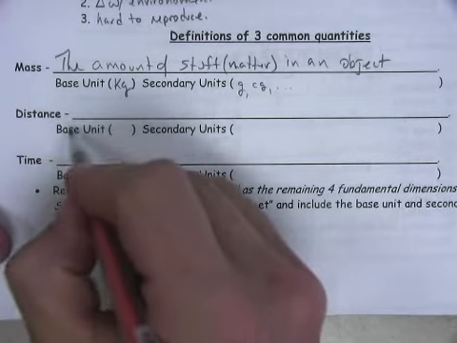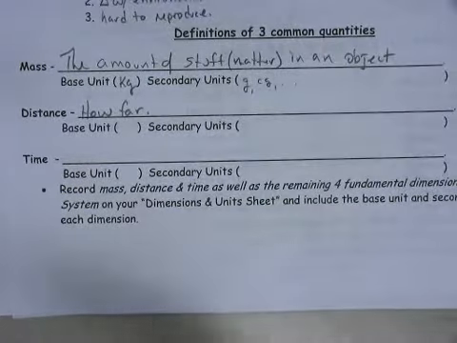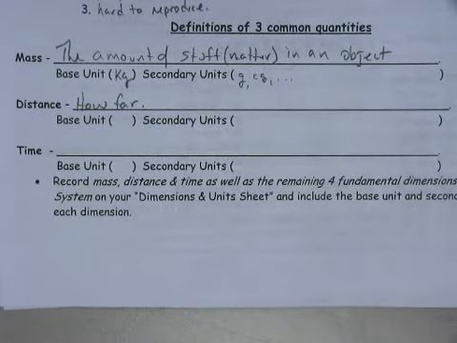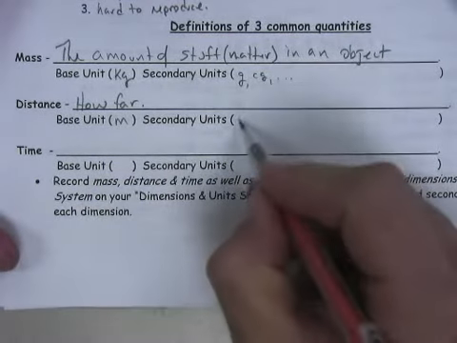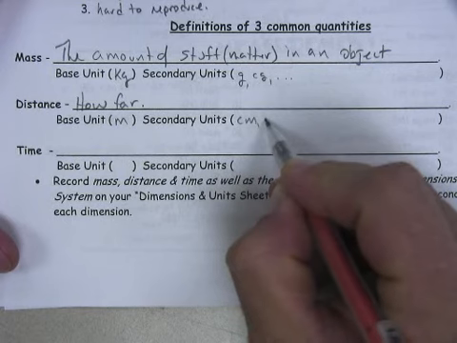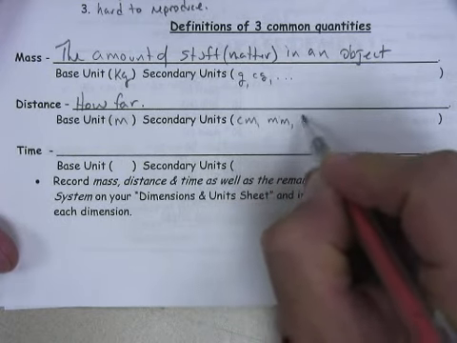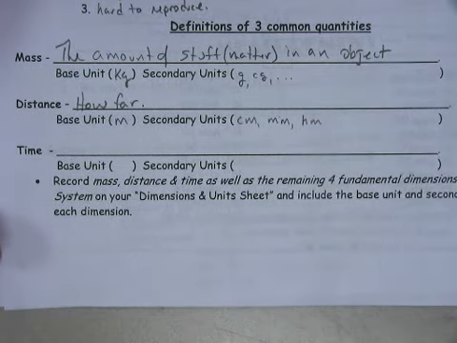Distance, this is how far. Okay, so simply how far. How far it is to travel from one place to another. How far it is between two different points. Base unit in the metric system is going to be the meter. We have centimeter, all different kinds. Millimeter, hectometer. We'll go through all these individual ones on the next video probably.